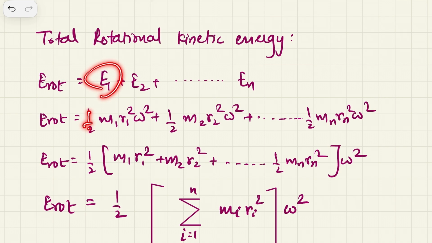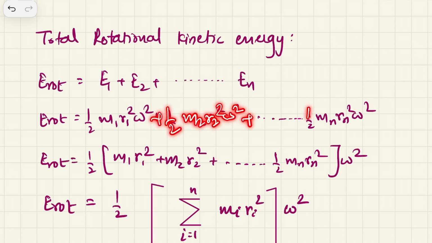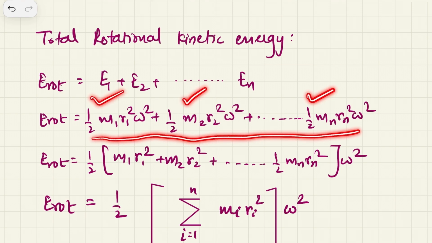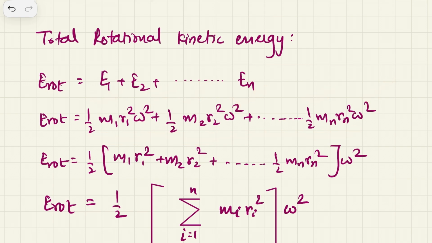So E1 is half of m1 r1 square omega square, and E2 would be half of m2 r2 square omega square, and the last particle would be half of mn rn square omega square. Now if you see all these terms, you will see that half is common in each of them, and even the omega square is there in each of the terms. So omega square is taken out common outside, and half is also taken out common outside. Inside the bracket, what remains is m1 r1 square plus m2 r2 square till mn rn square.